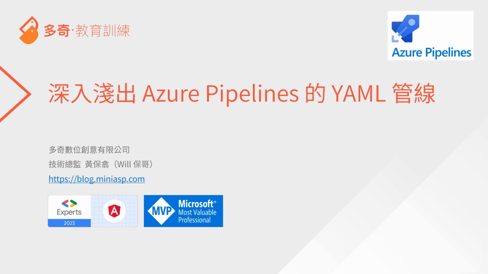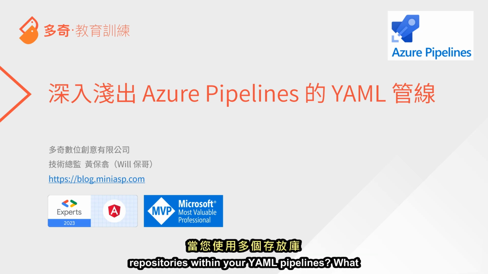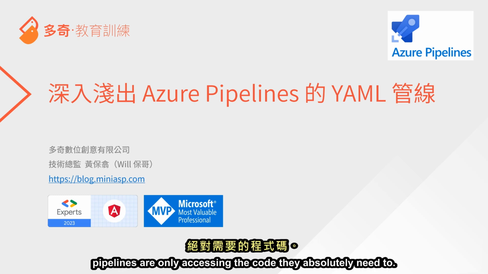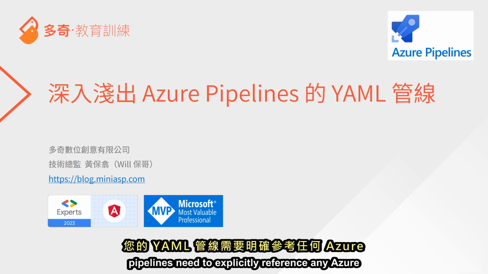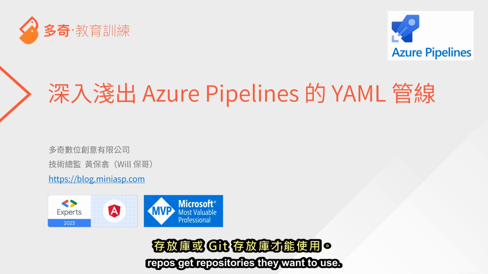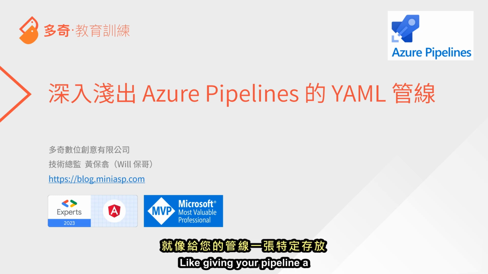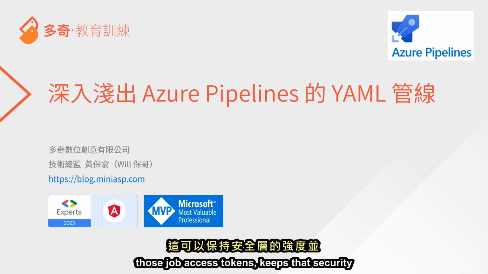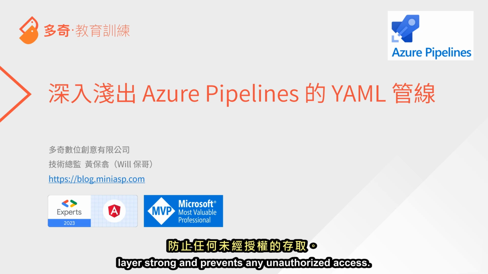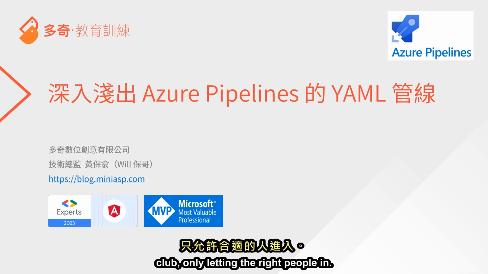Now, back to security. How about protecting access to those repositories within your YAML pipelines? What happens when you're working with multiple repositories? Protecting access to repos, that's all about making sure that your pipelines are only accessing the code they absolutely need to. With this setting turned on, your YAML pipelines need to explicitly reference any Azure Repos Git repositories they want to use. Like giving your pipeline a VIP pass to specific repositories. You got it. And if you need to access repos in a different project, you'll need to update the permissions for those job access tokens. Keeps that security layer strong and prevents any unauthorized access. Permissions are like the bouncers at the club, only letting the right people in.